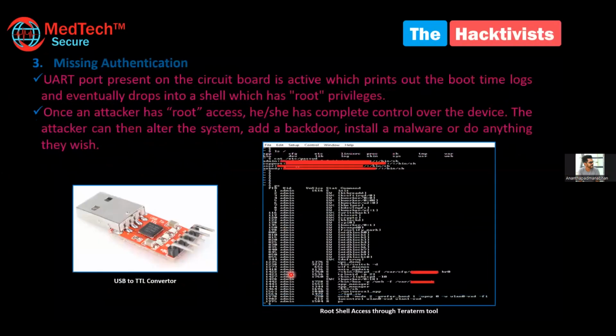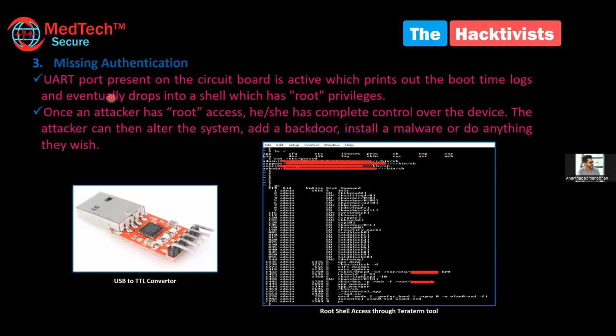Another one is missing authentication. Here you can see a USB to TTL device. This device is generally used for performing the test case of UART. If you remember, we discussed the UART protocol, which has the transmitter and receiver points.